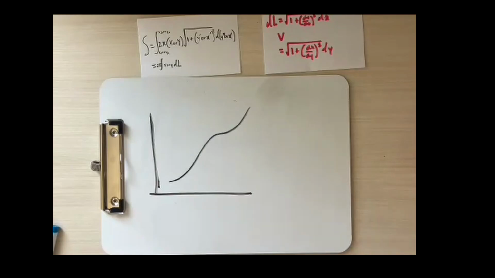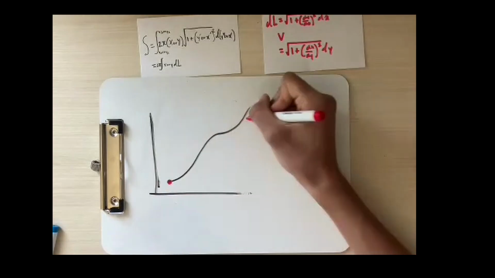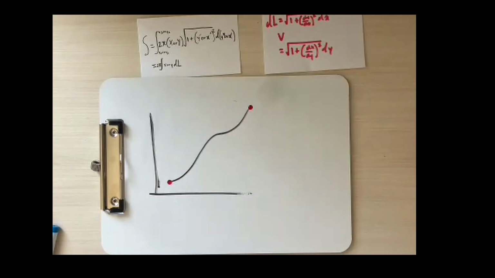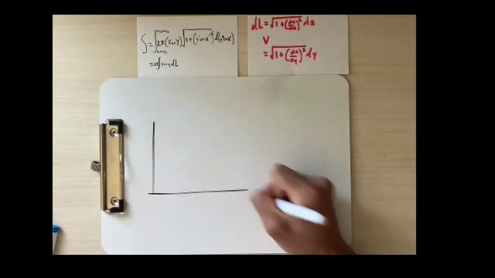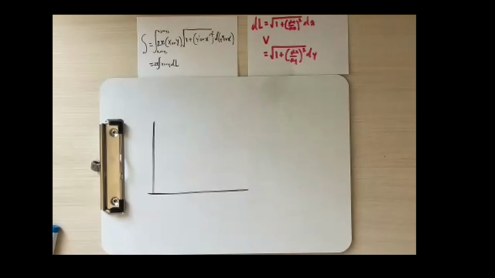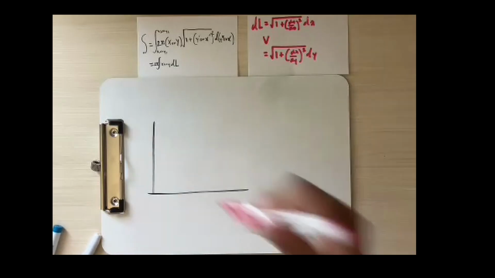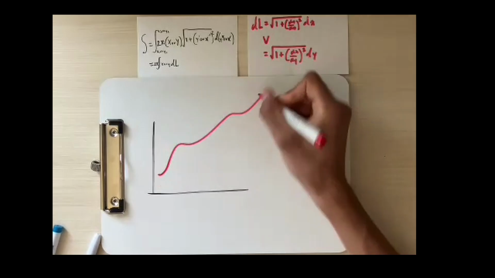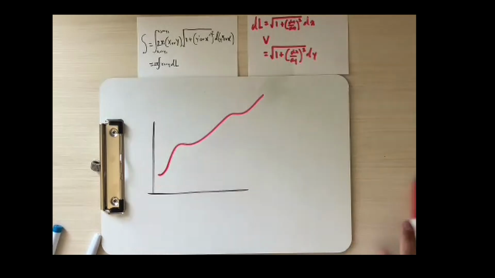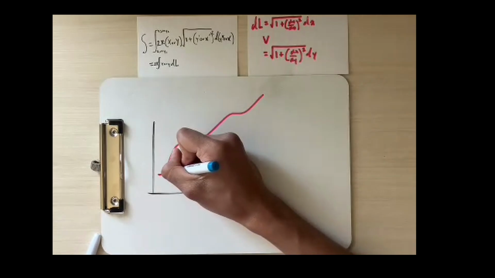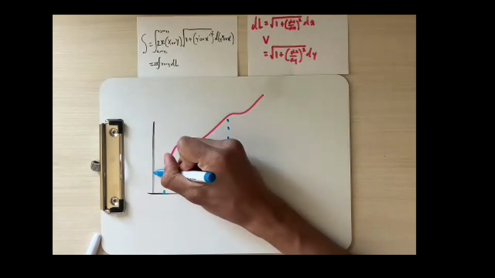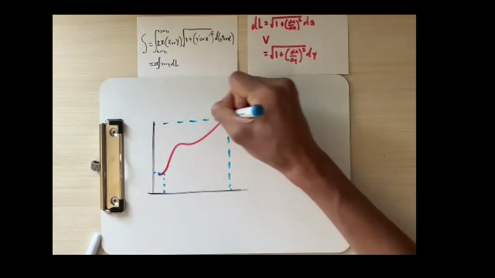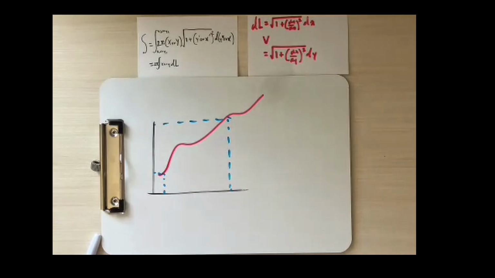If I want to find the distance from here to here of this line, how am I going to do that? So let's derive the distance formula. We have some arbitrary line looking all nice and squiggly like that. I want to get the distance from here to here, the length of the line, right? What am I going to do?